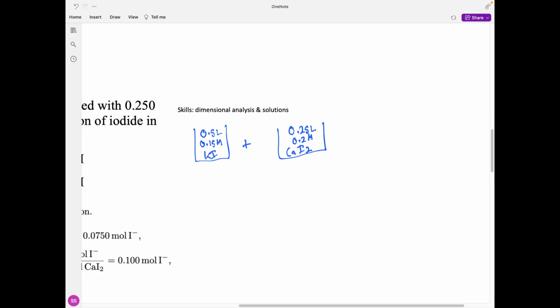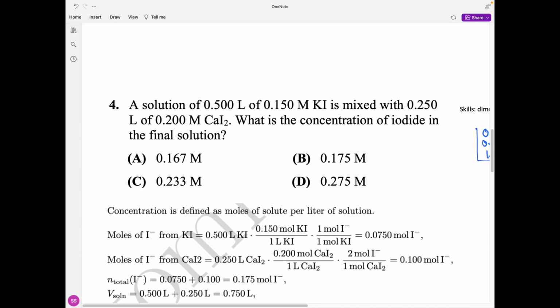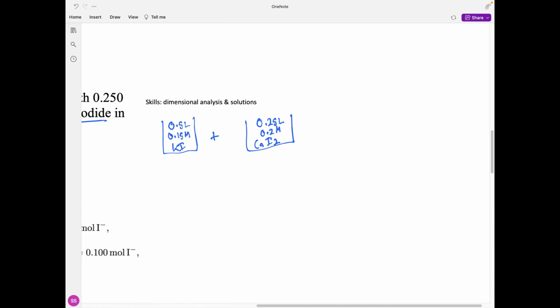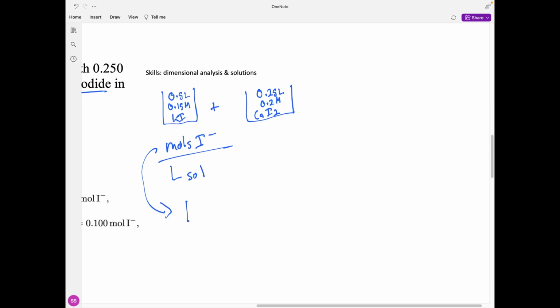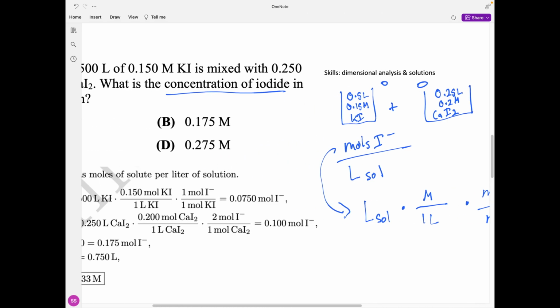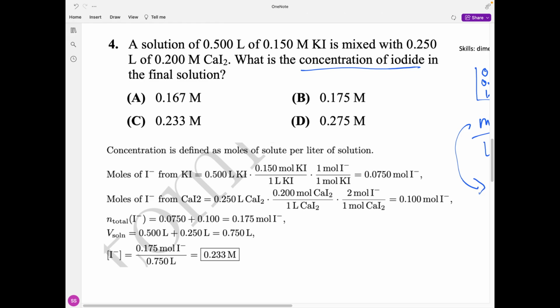Now, it's asking for the concentration of iodide, so that's going to be our moles of iodide over the liters of solution. To find the moles of iodide, we take the liters of each of the individual solutions that we're mixing together, multiply by the given molarity over 1 liter, and then the moles of iodide per mole of the substance that we have. Just to make that a bit more clear, we can see the actual solution here. We're just doing the same steps I described earlier.